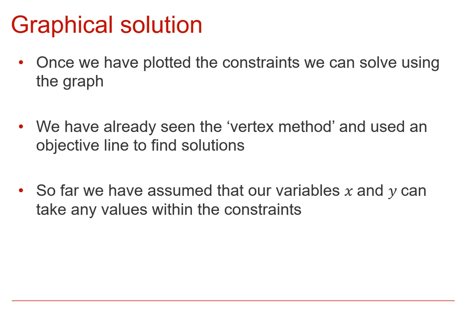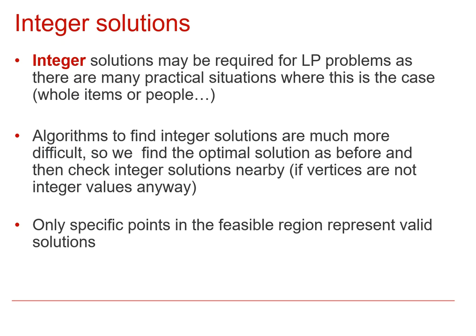But what we've been assuming all the time is that the variables x and y can take any values within those constraints, so they're not restricted, for example, to whole numbers. Of course, sometimes, and often this is the case, the solution happens to be a pair of whole numbers anyway, but actually often that's not the case, even if we're in a situation where the practicalities mean that we could only have integers as our solutions. So that's what we're going to be talking about in this video.